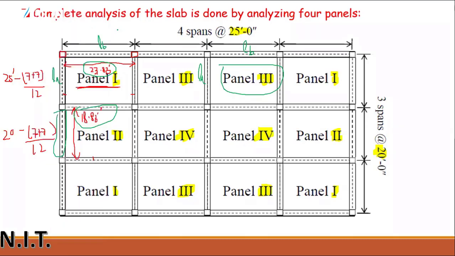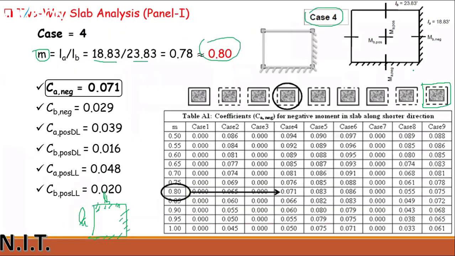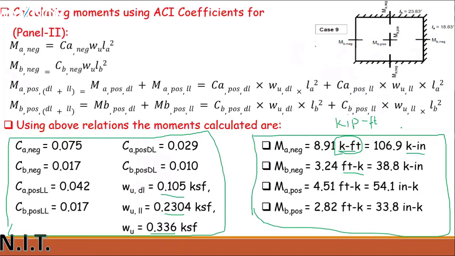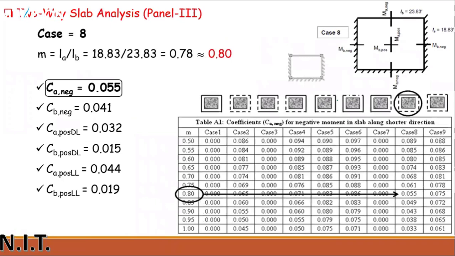This is case number 8. You can see that this is the LB side, which is one side discontinuous, and all the remaining sides are continuous. So this is case number 8. Let's move towards panel number 3. This is panel 3, so the case number is 8.